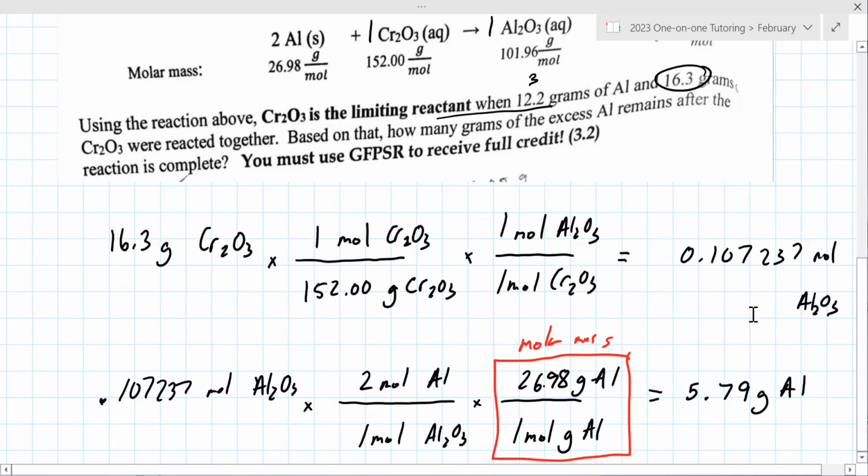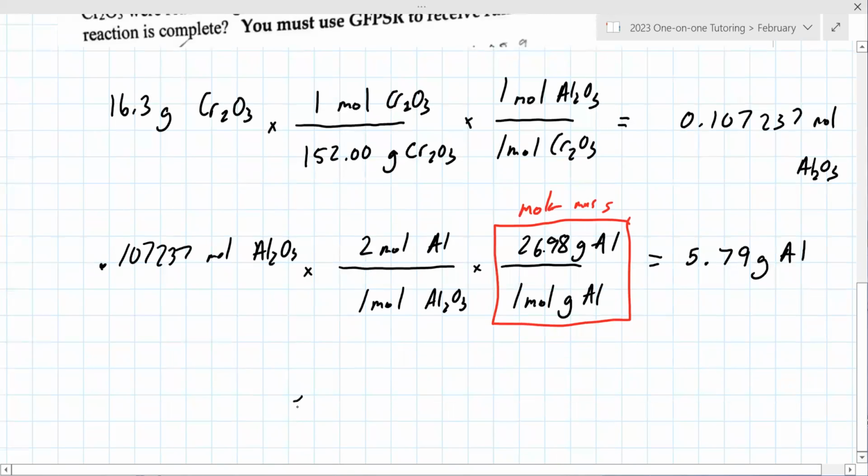Now, this number has to be smaller than the amount that they gave you, because the problem says there's excess. So that's a built-in check: did I do it right? You're like, I actually only needed 5.79 grams, but I had 12.2. So the excess here is 12.2 grams aluminum minus 5.79 grams aluminum.